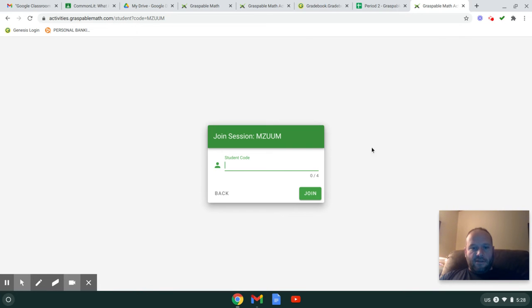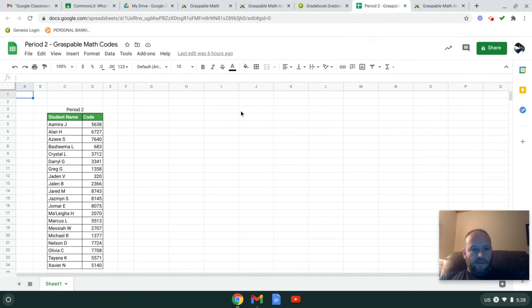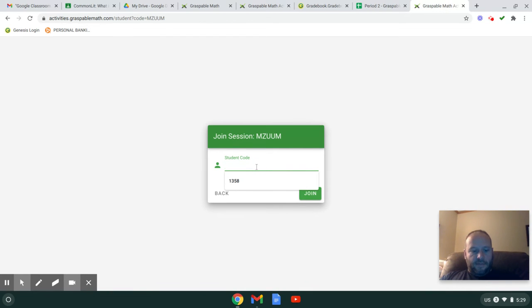You're going to see a web page that says Join Session. You'll probably have a different code up there, but it asks for a student code. I've also attached a Google Sheet that has your code in it. So you would just go to that Google Sheet, open it up, and this is a list. This is just everybody from second period, but I also put myself in here as well. So Greg G, and my code is 1358, but everybody's is different. Okay, so you just go in and you type in that code, 1358 for me. Hit join.